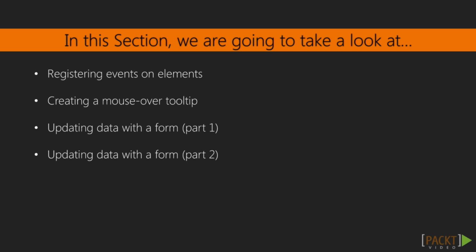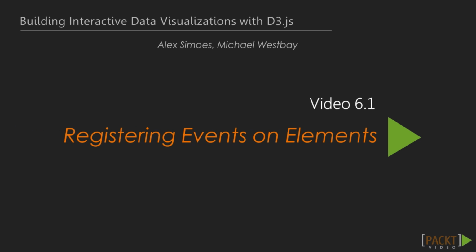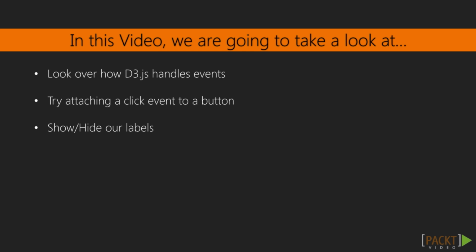In this section, we'll be working with our scatterplot from the previous section and adding the ability to change data and manipulate the chart in a number of ways using D3's event model. This will then lead us into section 7, in which we'll transform these basic updates to our chart into beautiful animated transitions. The first video in this section will be a very simple introduction to what events are and how they're handled by D3.